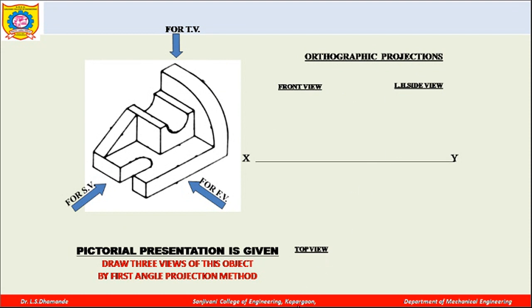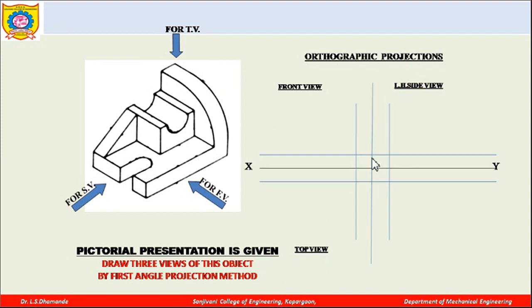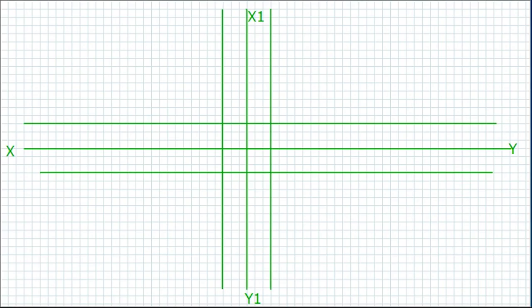First, we have to draw lines parallel to the xy line, two lines, one above and another below the xy line. Also we have to draw the x1 y1 line, that is this vertical line perpendicular to the xy line, and also draw two lines, one to the left and another to the right of this x1 y1 line, so that we can utilize this space for writing the names of those views, as well as the dimensions. So your drawing initially will look like this.